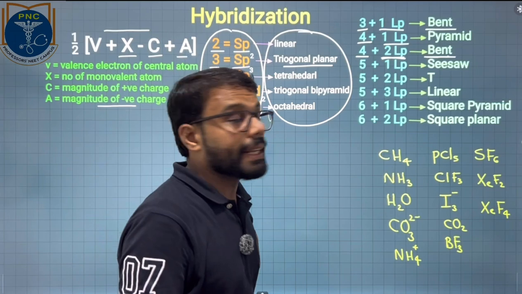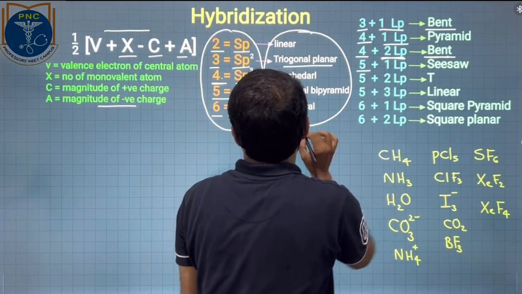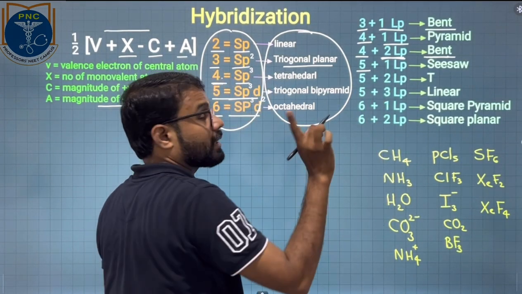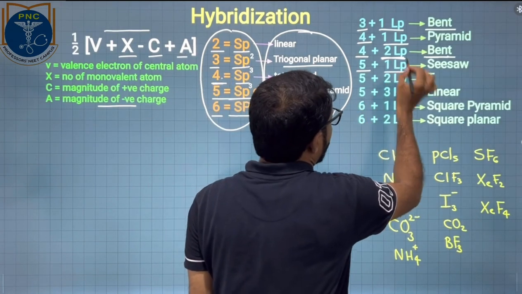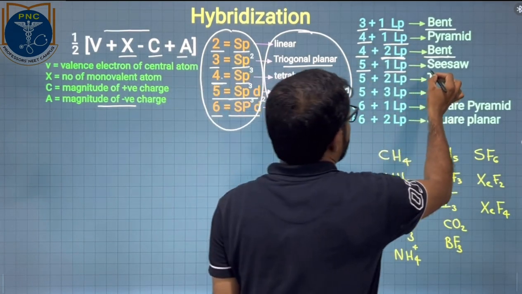Clear? Now if we are getting the number 5, then the hybridization is sp3d, no change. But if it contains one lone pair, the shape will be seesaw.